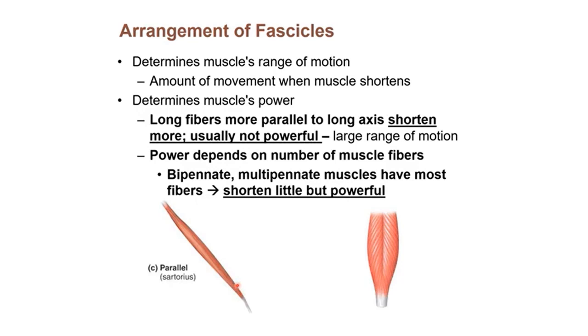All right. Here is an important thing to know about the function of these muscles. Muscles that have very long fibers, for example parallel muscles, can shorten a lot, but they do not give you a lot of power. Muscles that have short fibers, but a lot of them, do not shorten too much, but they do give you a lot of power.